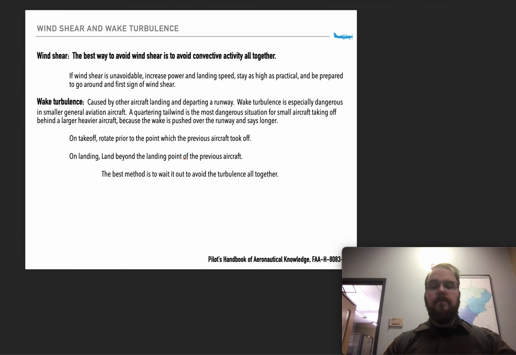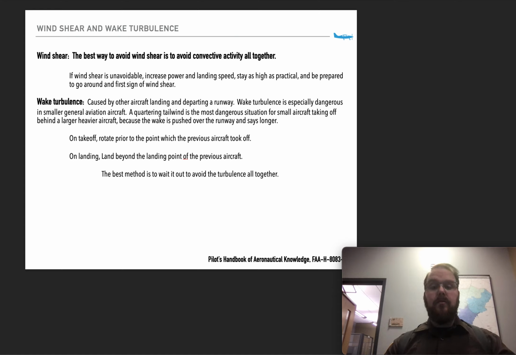Wind shear is a problem. It's a hazard in traffic pattern, especially coming into land. And the best way to avoid the wind shear is just to avoid convective activity altogether, so thunderstorms, things like that. If wind shear is unavoidable, try to land at a higher airspeed, enough to where you still don't float, and you can come in and make a nice, easy touchdown on the runway.